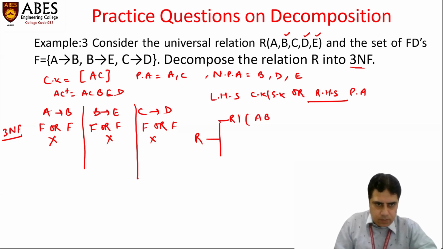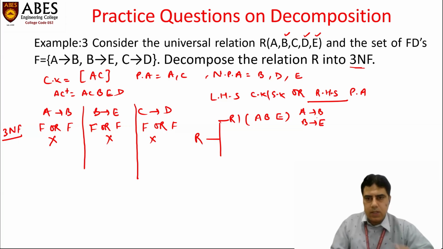Now AB. From B we can determine E. So we will take this functional dependency into a single table ABE. Here the functional dependencies AB and B determine E exist.